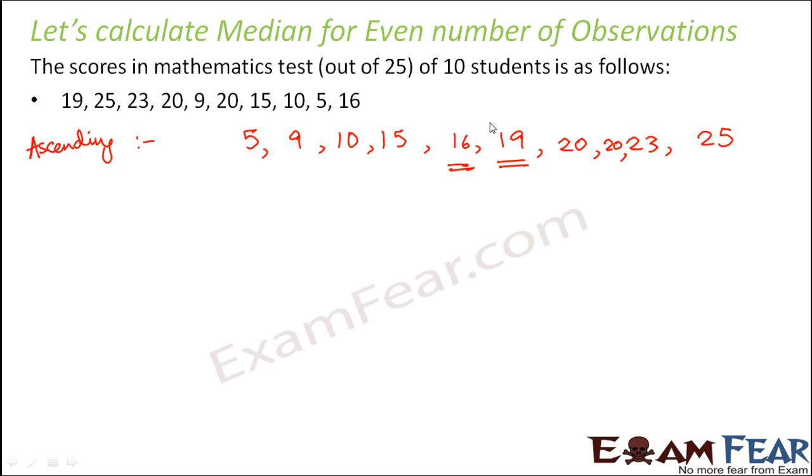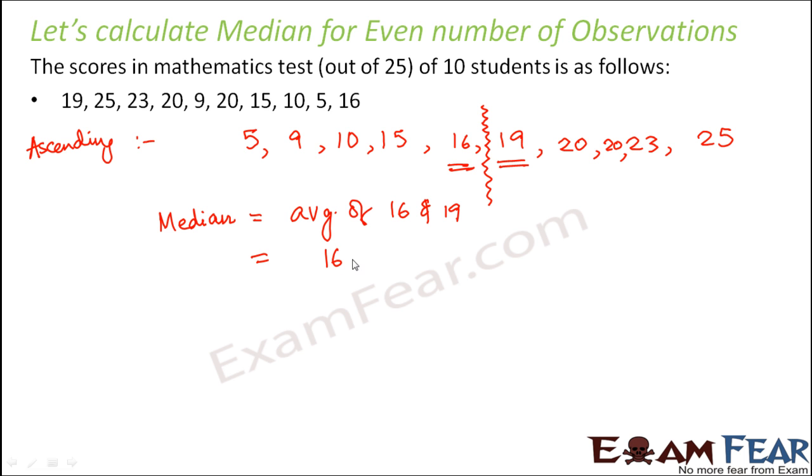But basically, the middlemost number should lie somewhere in between these two, right? Because on this side you have 5, and on this side you also have 5. So how will you calculate the middlemost number? The middlemost number is nothing but the median. So the median would be the average of 16 and 19, because we believe that the middlemost number is somewhere in between these two.